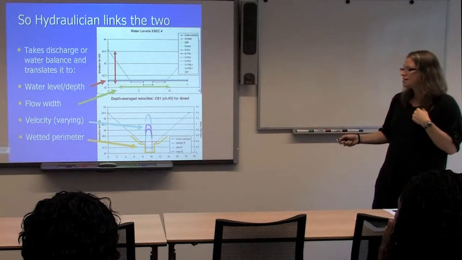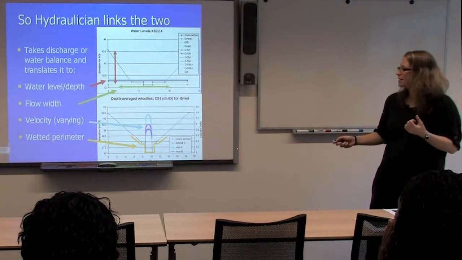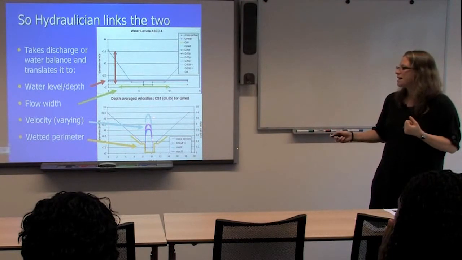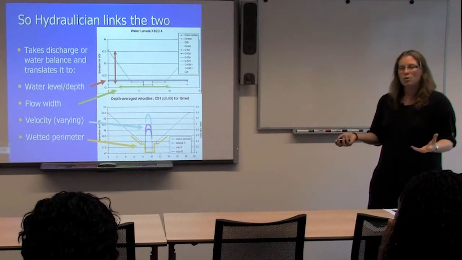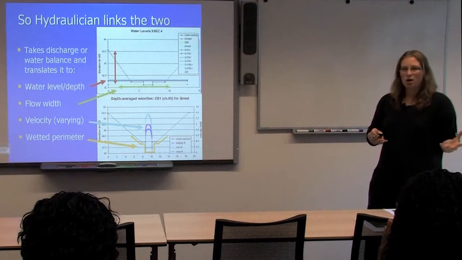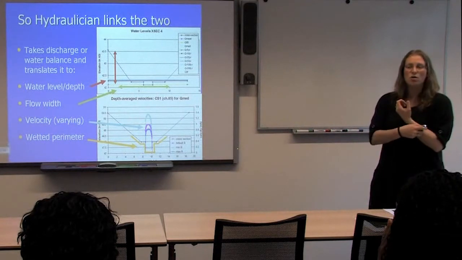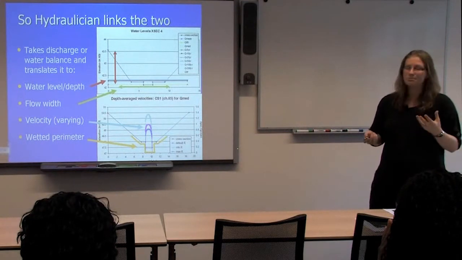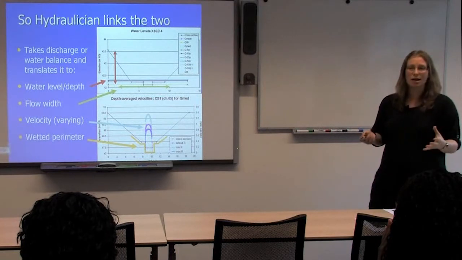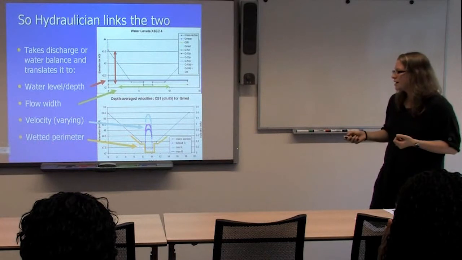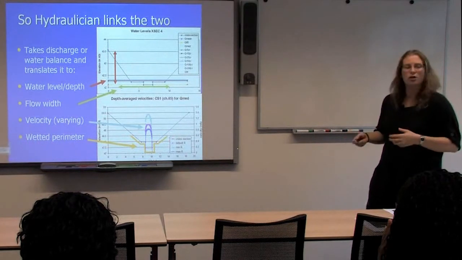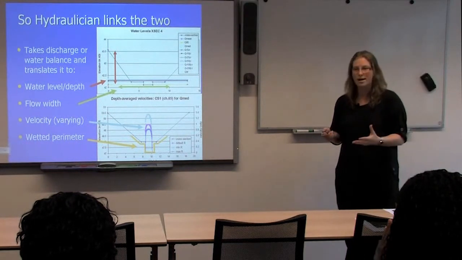Velocity is how fast, the speed of the water in particular places. For example, in the centre of the channel, the velocity will be faster, depending on where the flow is moving fastest. That depends on many factors, and you can predict that using hydraulic theory. And the wetted perimeter is the outside, how much of the cross section is actually wet.